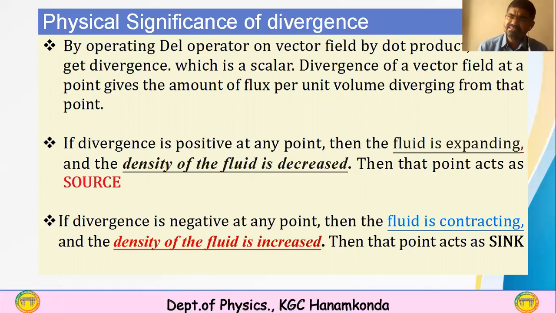If the divergence at any particular point is negative, that means the fluid is contracting. The fluid is contracting, therefore the density of the fluid is increased. Therefore, that point acts as a sink. This is the very important physical significance of divergence. If the divergence is positive, that point is a source. If the divergence of a point is negative, that point acts as a sink.